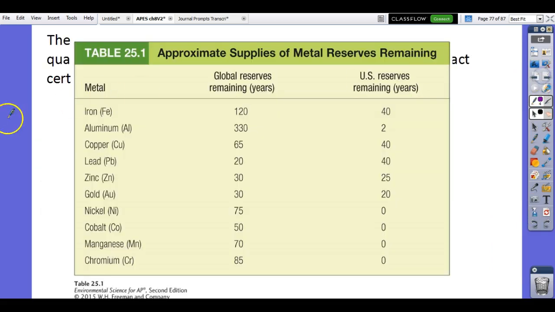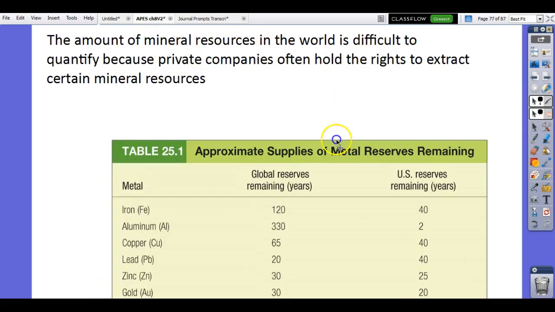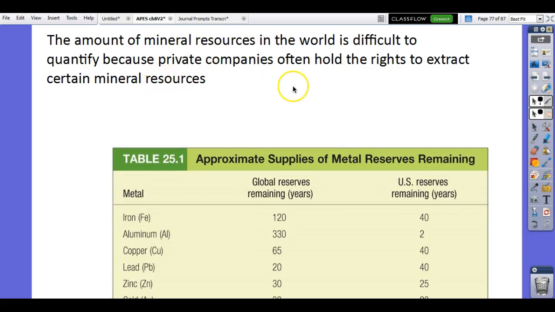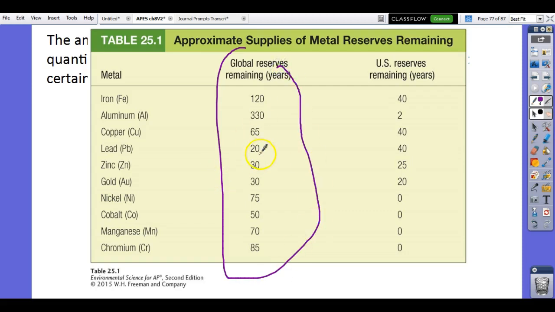Okay, so it's hard to figure out how many minerals we have, because private companies often hold the rights to extract it, or it's on land that's not ours. If we look at how much of these different resources we have left, the global reserves here, like lead, we're going to run out of lead in 20 years. Gold, 30 years. That's how much we have left.